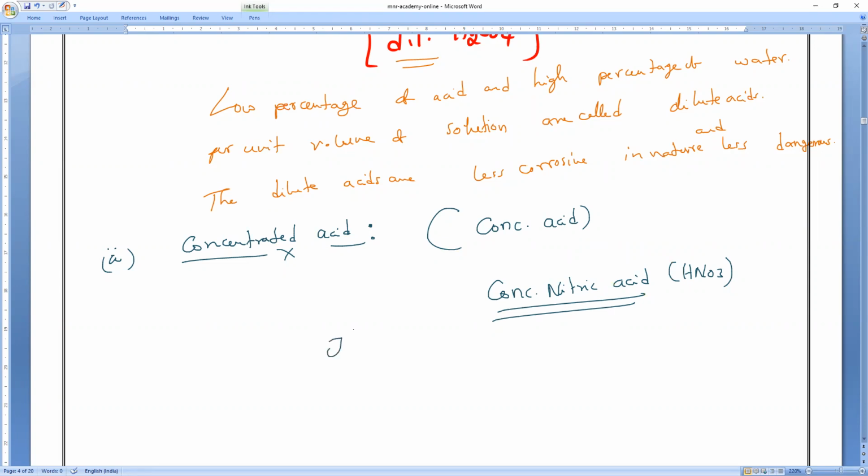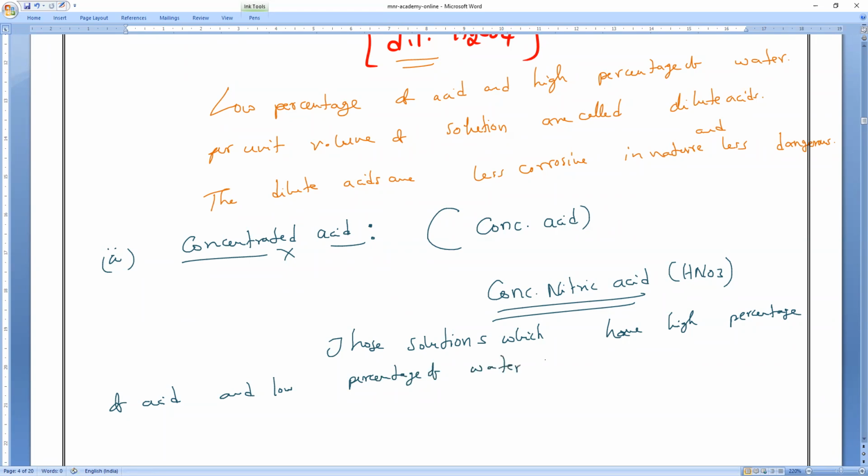So for those solutions, is the percentage more of acid or of water? Those solutions which have a high percentage of acid and a low percentage of water per unit volume.